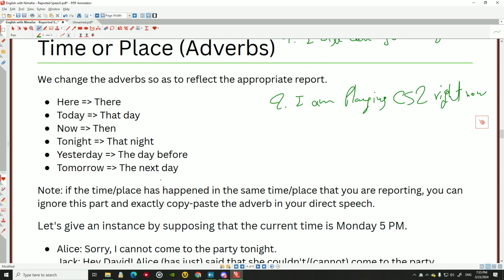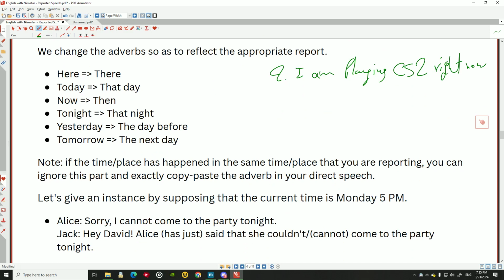So this one is a question one of our students asked like 2 minutes after that. Very good. Note, if the time or place has happened in the same time or place that you're reporting, you can ignore this part and exactly copy paste the adverb in your direct speech.